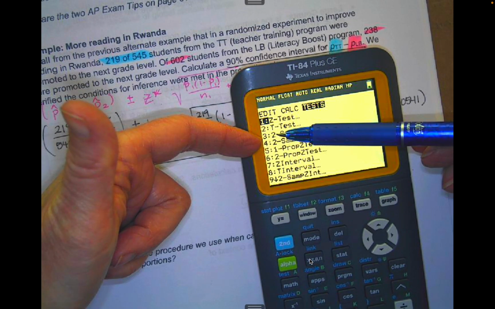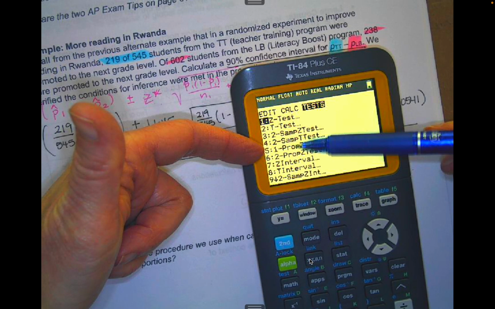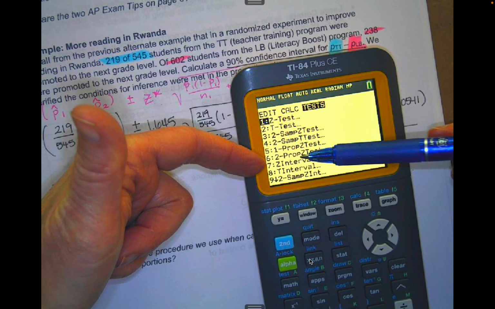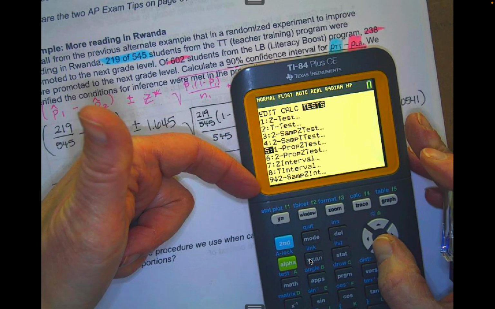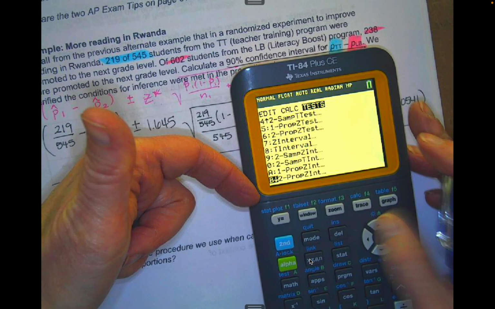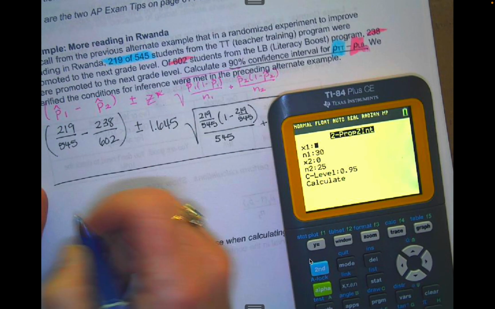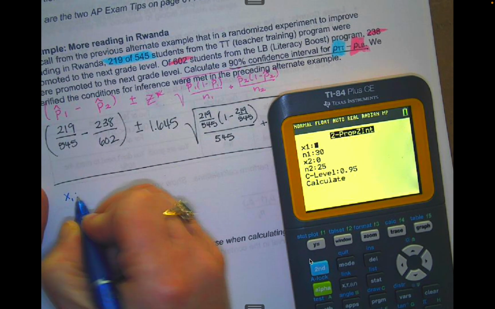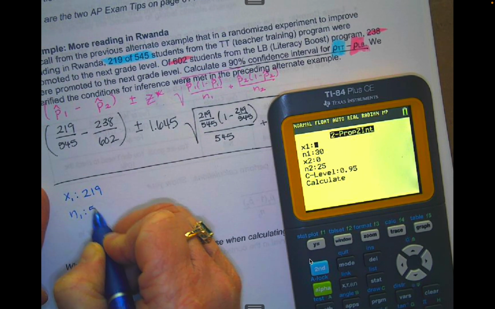Alright, you're looking for the ones that have a 2 in front of them. Again, the calculator doesn't write out the word mean, but it does write out the word prop. Number 6 is your test, that's tomorrow. We go down, we find the interval, B. The x1 is your 219. The n1 is your 545.